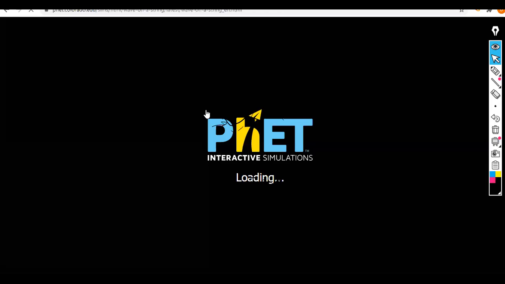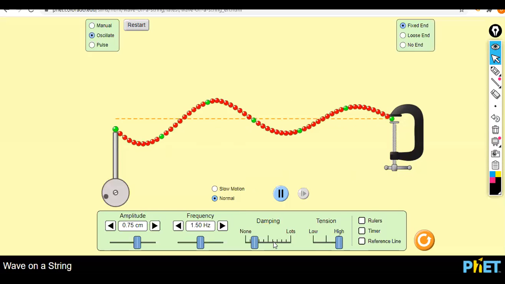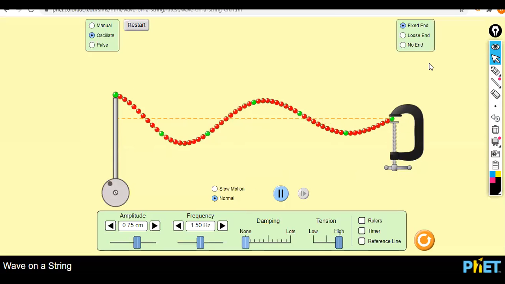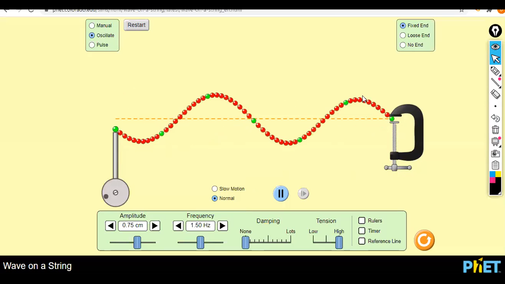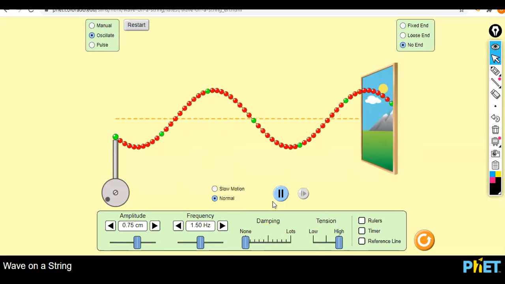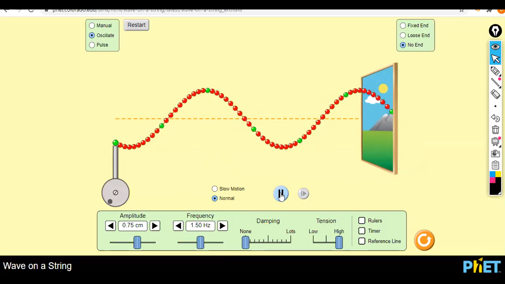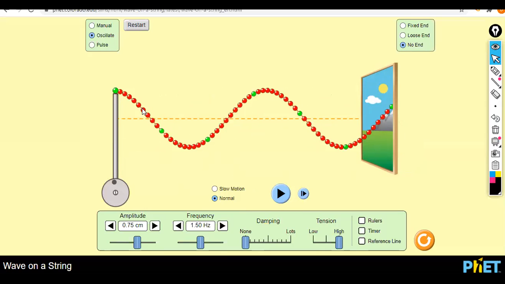So this is one of the PhET simulations called Wave on a String. Let's give ourselves an oscillation here. Let's have no damping, so the wave stays, and no end, so that wave goes out the window there. All right. And now pause it. There. So we kind of had this.